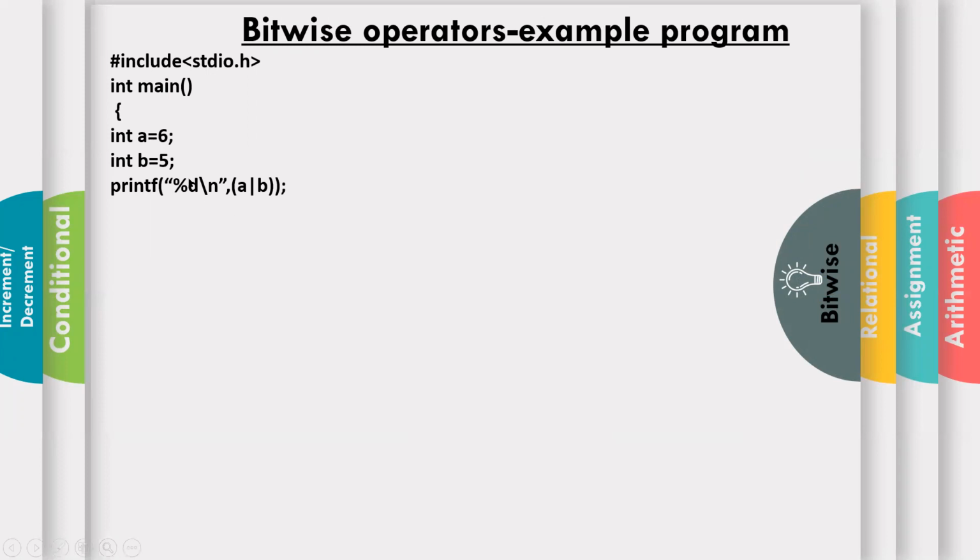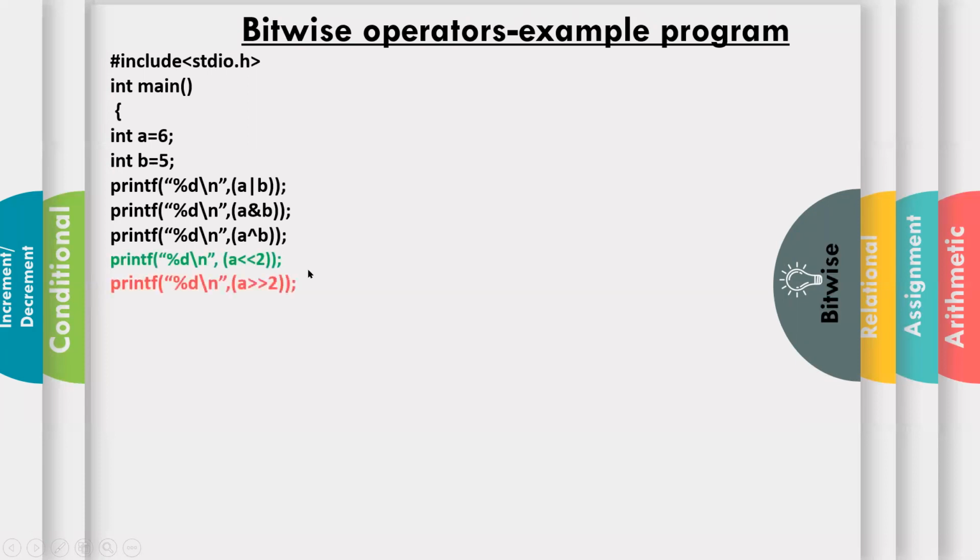bitwise OR. Simply I used printf a or b. A and B, bitwise AND. A cap B, that is exclusive OR. A less than less than 2, this is the left shift operator. A greater than greater than 2, this is the right shift operator. Just see the previous table. And complement A. These are the 6 operators. Now I will show you how these operators work and how your output is displayed.